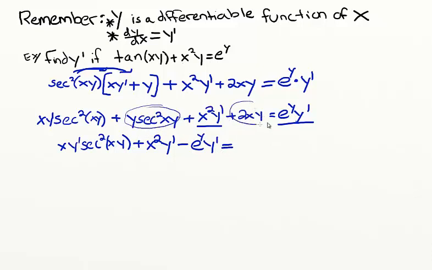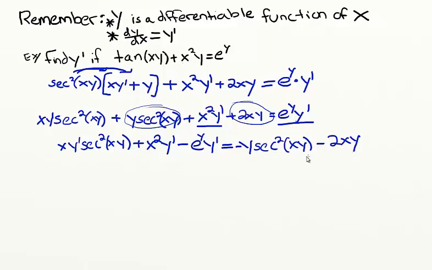I'm going to circle them. So we're going to subtract our y secant squared of xy. And I'm just going to add parentheses up here that I didn't have before, just because it looks nicer. And then we're going to subtract as well our 2xy.